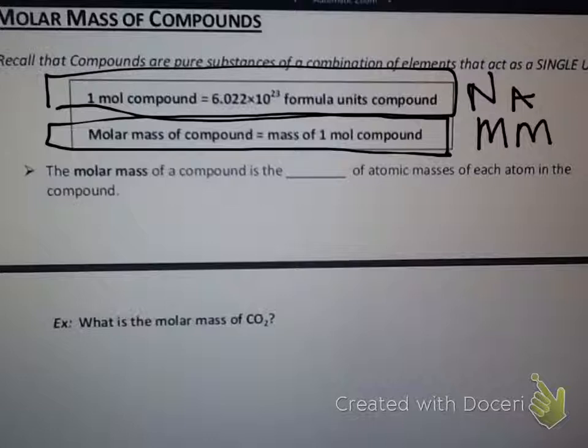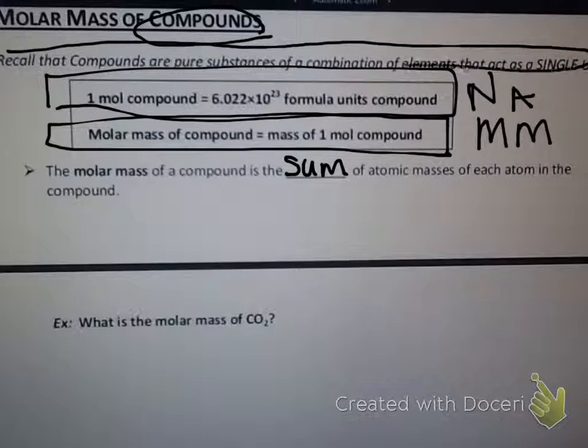What we're going to look at in this video, the third video, is not the molar mass of atoms, but the molar mass of compounds. If you have a mole of a certain compound, how much does it weigh? The molar mass of any compound is the sum of the masses of each atom in that compound. All right, what do we mean when we say compound? Just remember that a compound, a pure substance, is a combination of elements that act as a single unit. There are 2 types of compounds that we can have.